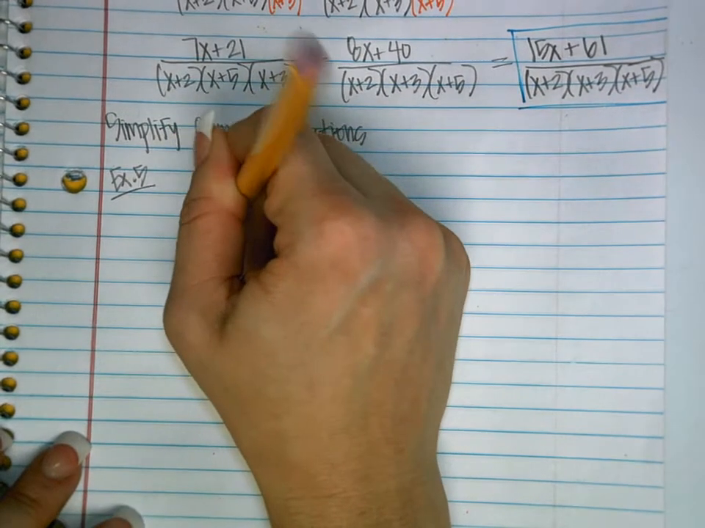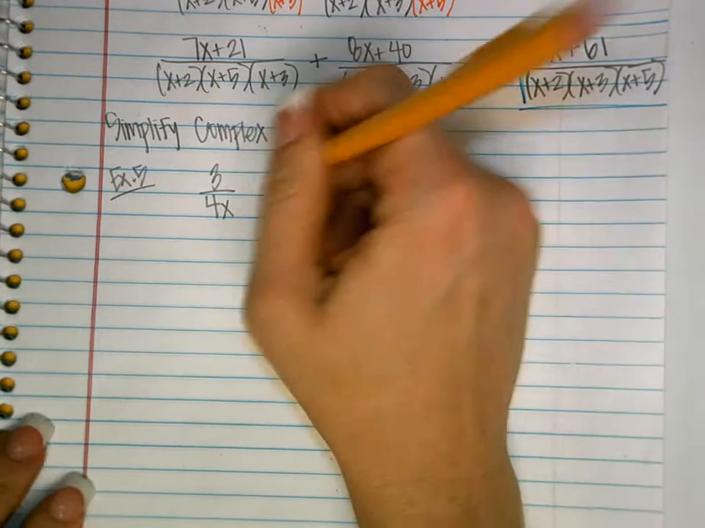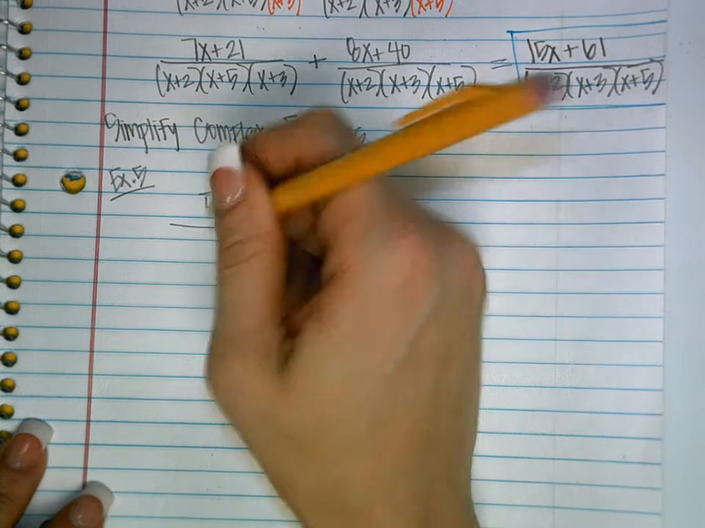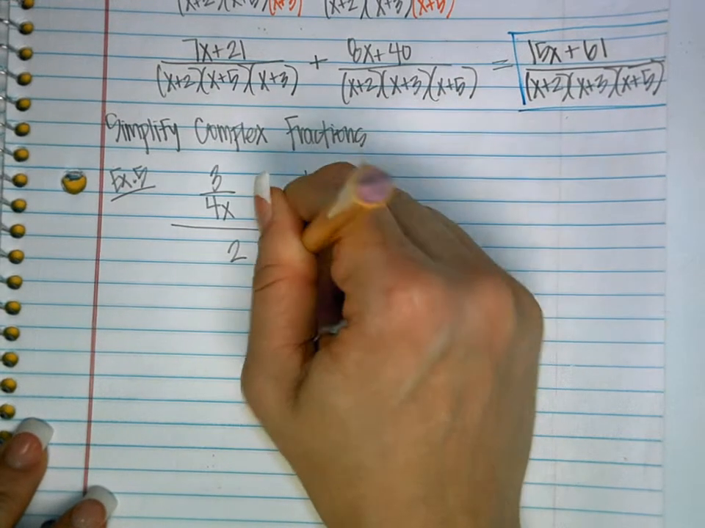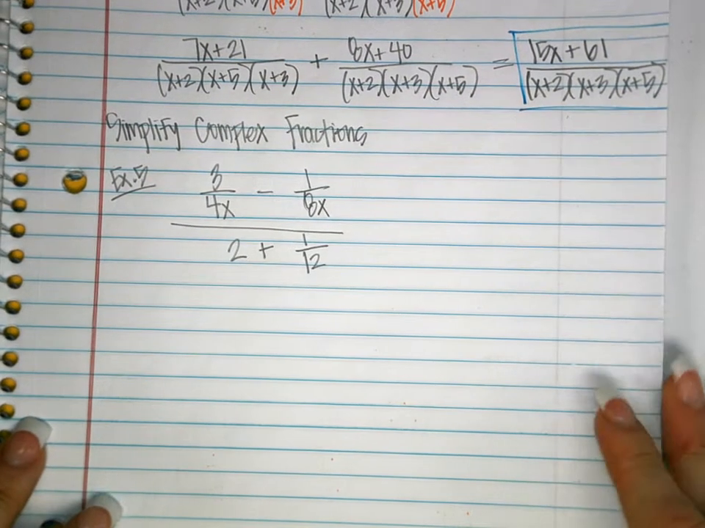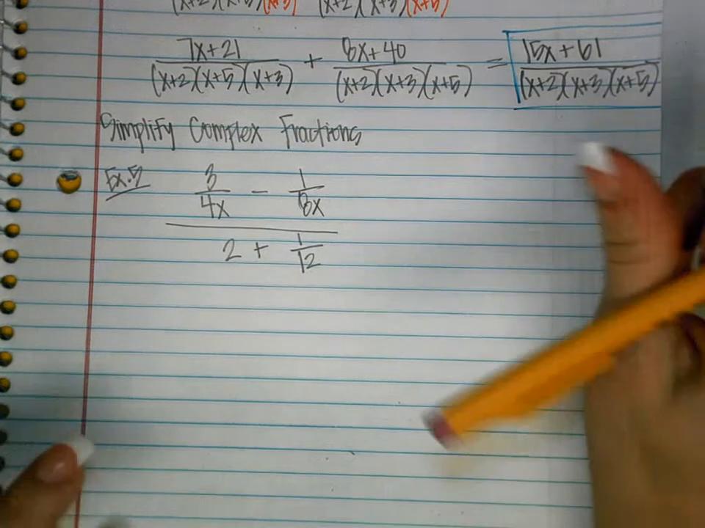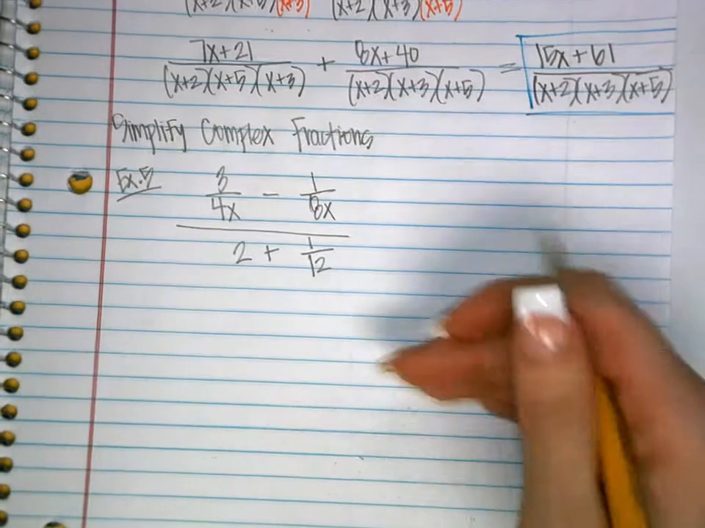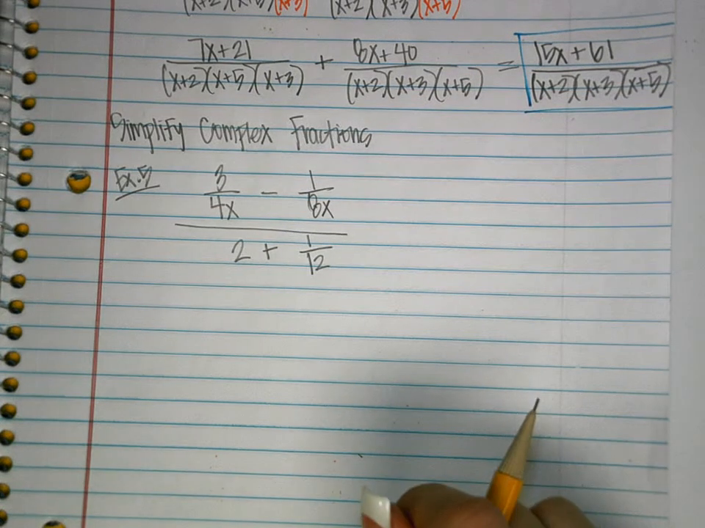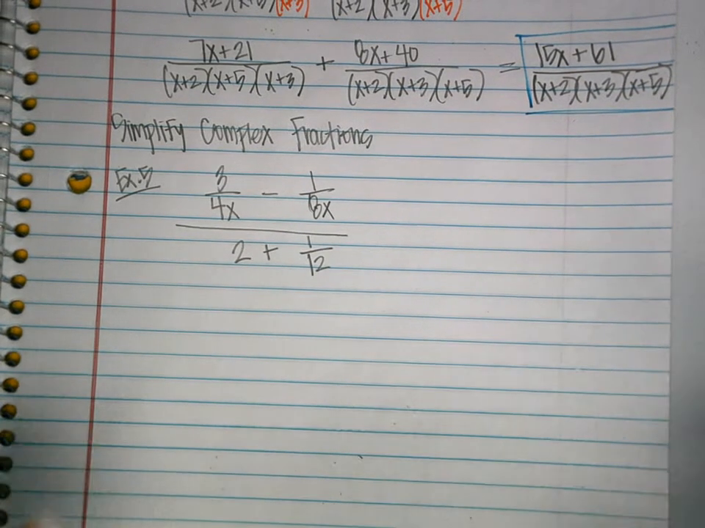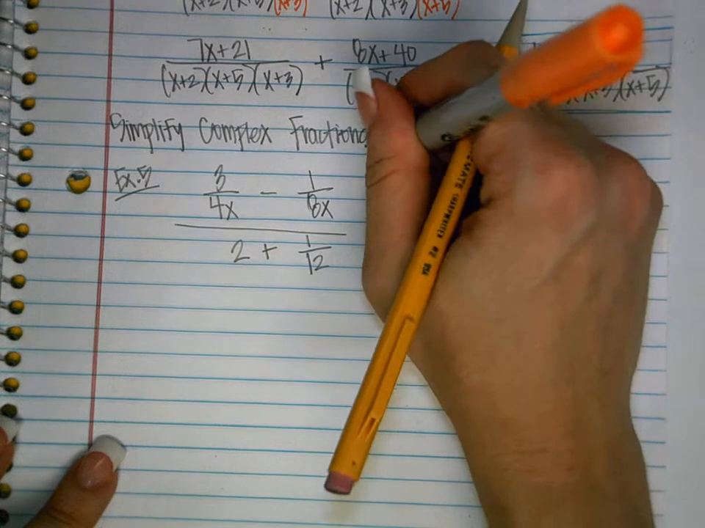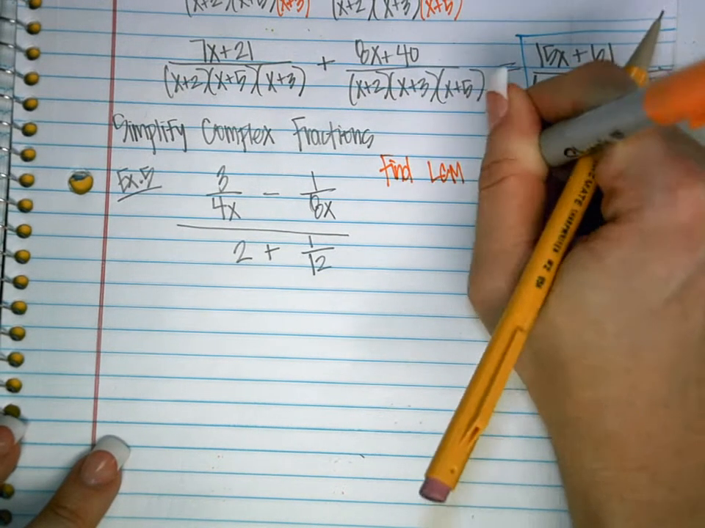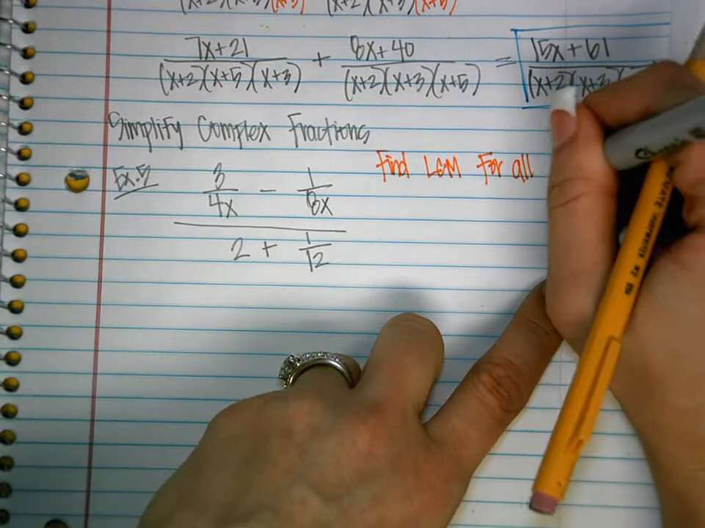3 over 4x minus 1 over 8x divided by 2 plus 1 over 12. Complex fractions, sometimes we also call them double-decker fractions. They have like 4 levels here. So in order to simplify these, we need to find the LCM for all the denominators.